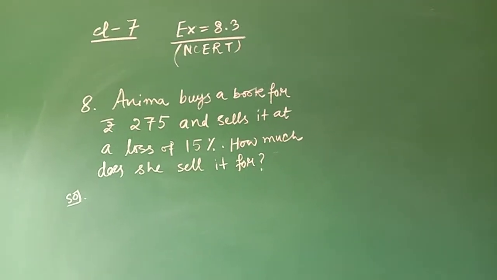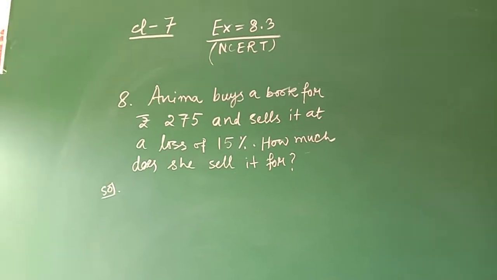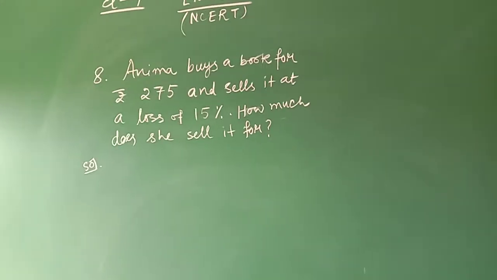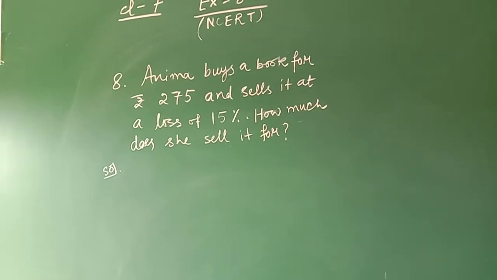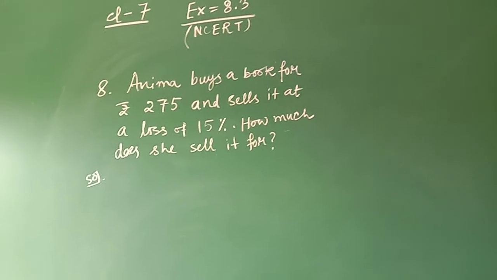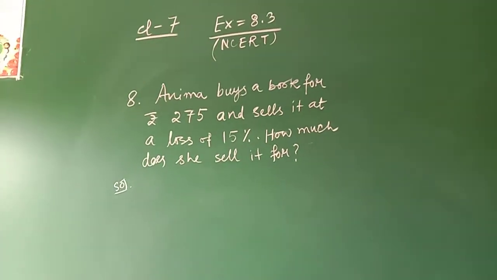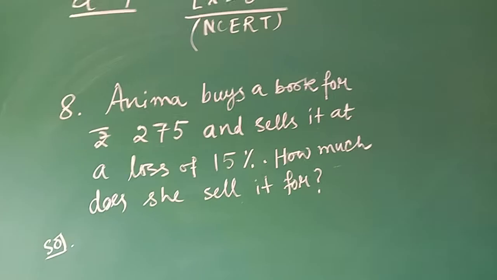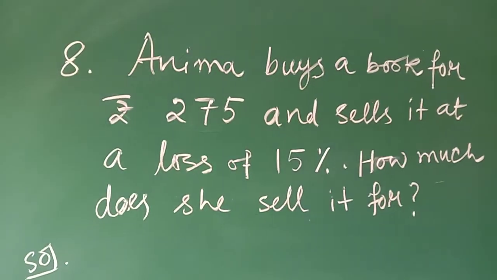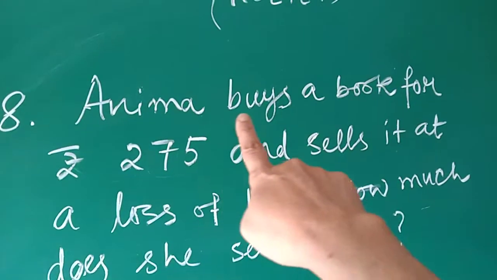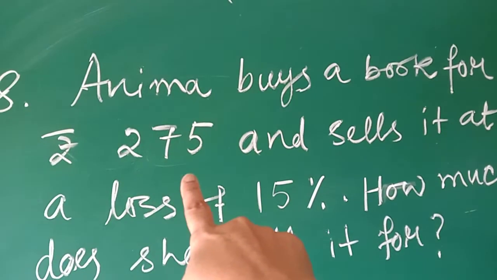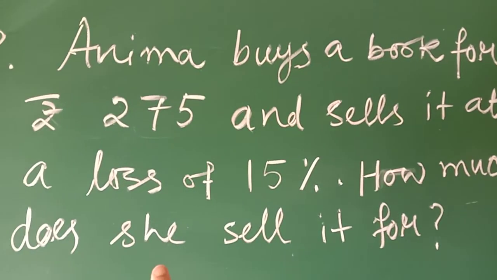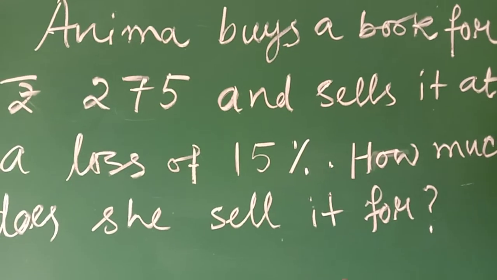Today we will do exercise 8.3 question number 8 from your NCERT book, and next we have to use another formula for finding simple interest, and this is the last one from your profit and loss concept. Now the question is, Anima buys a book for rupees 275 and sells it at a loss of 15%. How much does she sell it for?